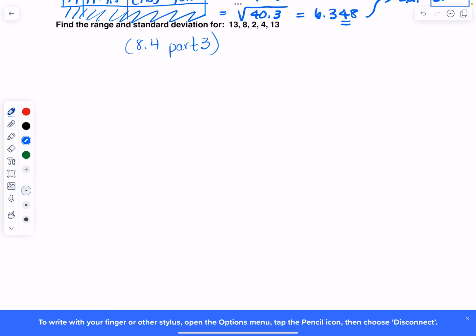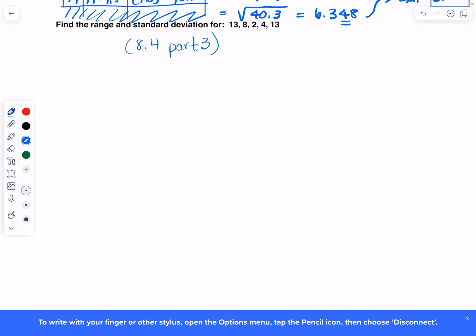Okay, this is 8.4 part 3, and we're talking about standard deviation and range. If you did not watch part 2 or part 1, please go back and do so. Part 1 is covering range, part 2 covers how to do standard deviation. So for this third part, we have just a couple problems left that I would like to do. And what I'm going to do here is we're going to do range and standard deviation.